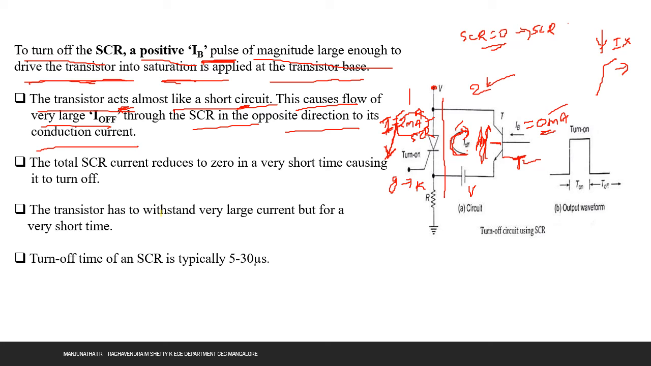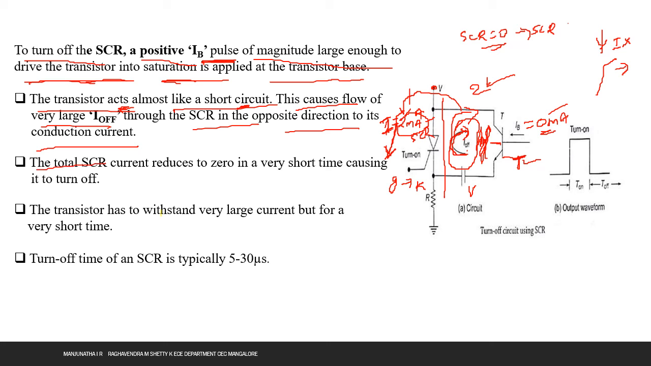This causes flow of a very large current. If it is a short circuit, this current will flow in this direction, and its magnitude should be equal to 2 milliamps. Both these currents are in opposite directions, so it nullifies the current across the SCR.